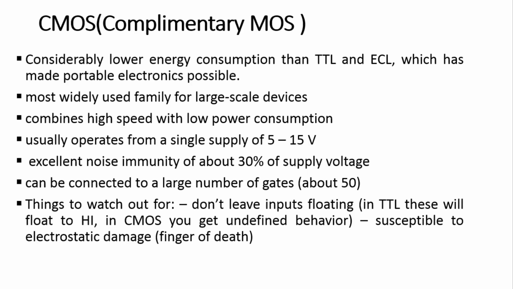Now next one is CMOS, that is complementary metal oxide semiconductor. Considerably lower energy consumption than TTL and ECL, which has made portable electronics possible. Most widely used family for large scale devices. Combines high speed with low power consumption. Usually operates from a single supply of 5 to 15 volt. Excellent noise immunity of about 30% of the supply voltage.